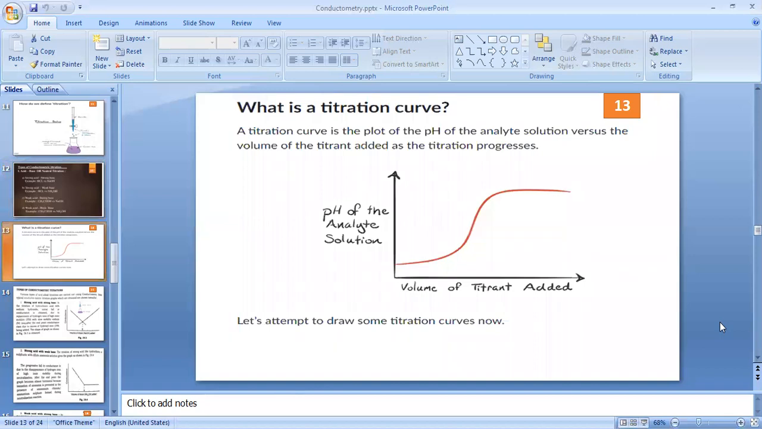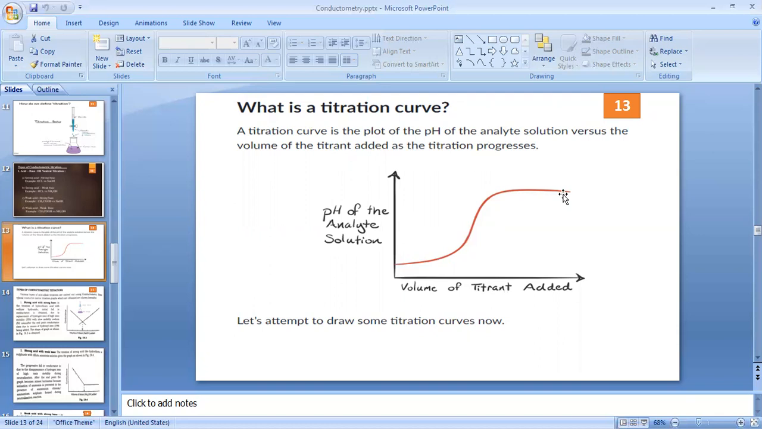Before studying conductometric titration, we should know what a titration curve is. A titration curve is drawn from the volume of titrant consumed by the analyte against the pH of the analyte. The analyte is nothing but the solution whose concentration is to be found out. From the titration curve, we can find out the end point in this type of titration.